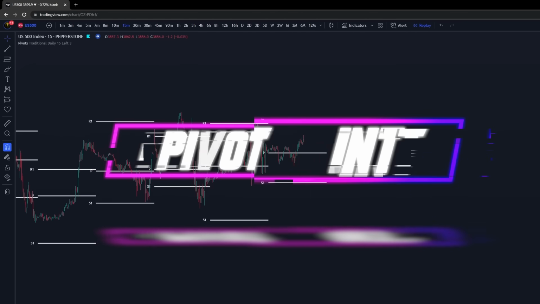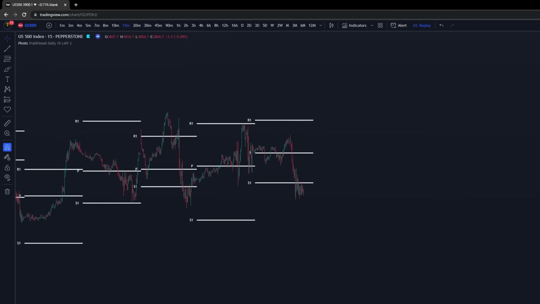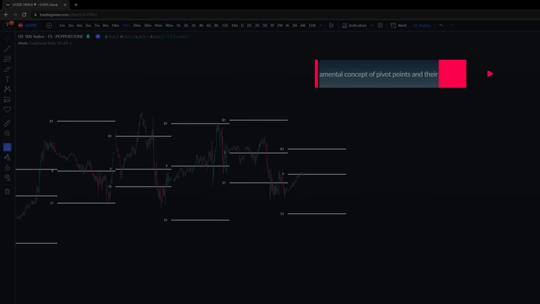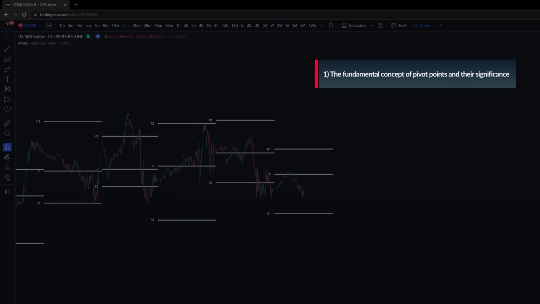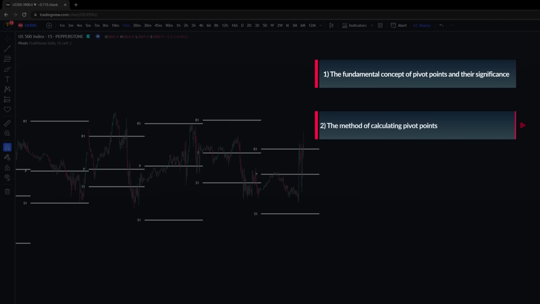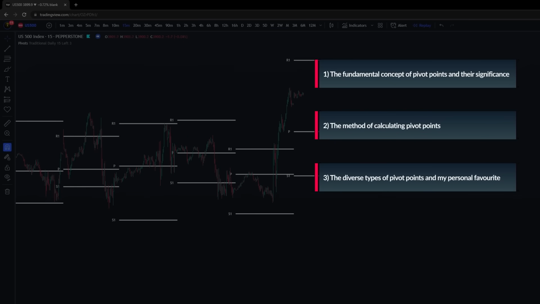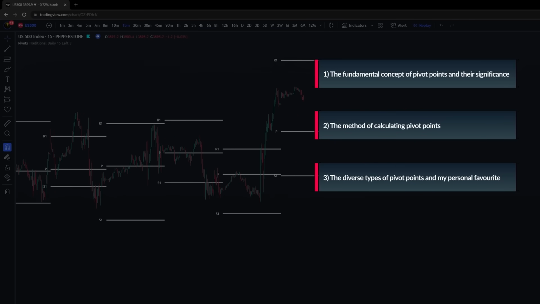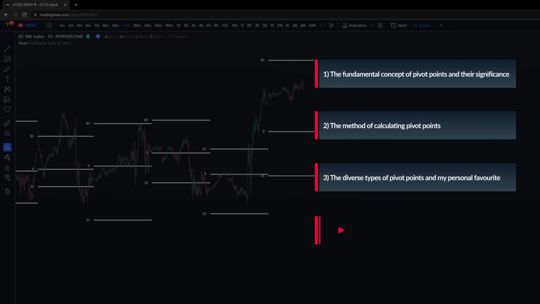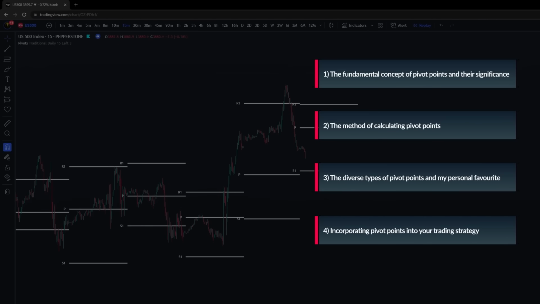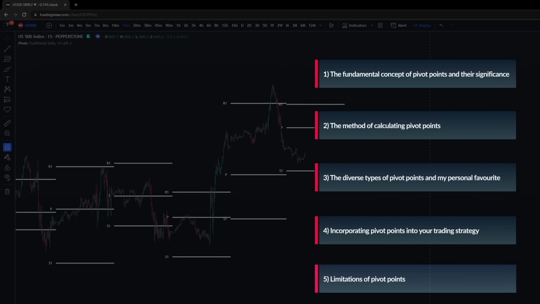Today I'm going to unveil the secret weapon that has propelled me to greater profits, the pivot point indicator. In this video, we will uncover the following. Number 1. The fundamental concept of pivot points and their significance. 2. The method of calculating pivot points. 3. The diverse types of pivot points and my personal favorite. 4. Incorporating pivot points into your trading strategy. And 5. Limitations of pivot points.